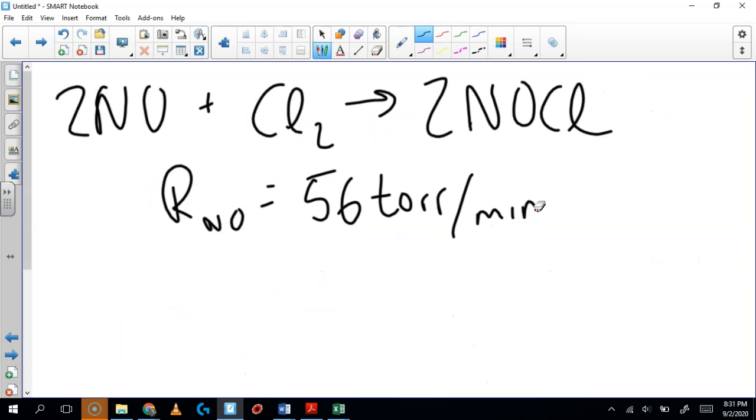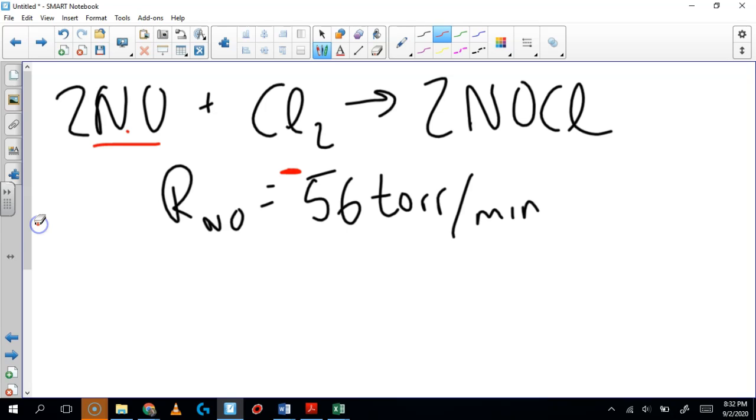Okay, so I have my equation and my rate. And again, I didn't write down the sign because I wanted to point out and reemphasize that this is negative because this is a reactant. Even though it doesn't say in the problem, the rate of decomposition, or the rate of using up NO, is 56 torr per minute, but the direction of that rate, the direction of the pressure in this case, is downward. So that's why we put the negative there.